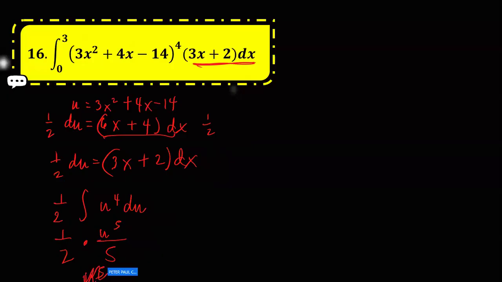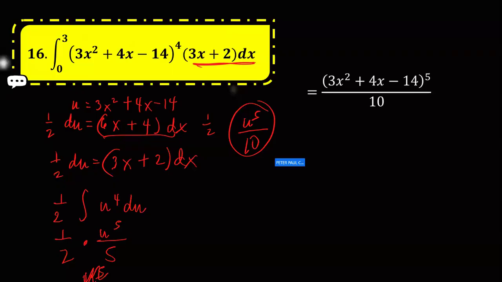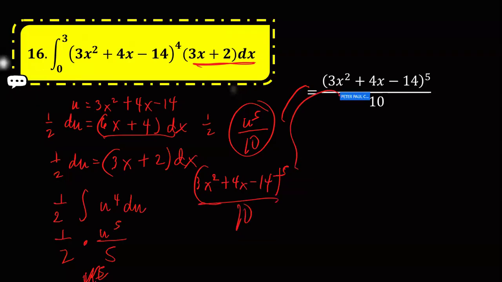Sorry, we write it here. U to the fifth over 10. So this is now, it becomes like that, right? That's (3x squared plus 4x minus 14) to the fifth over 10. So this is the reason why we have that solution. But again, we do not need this part. What I need is this part only. Okay?